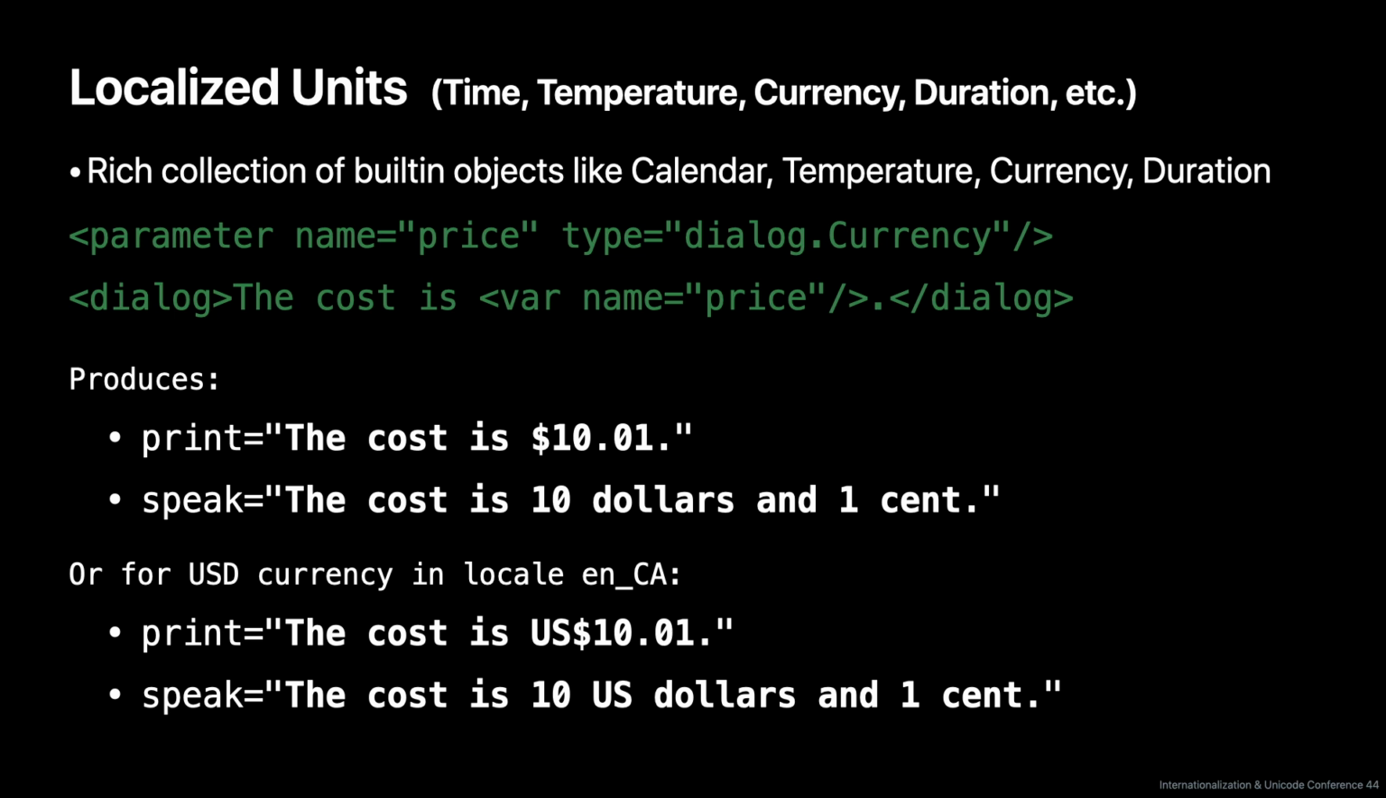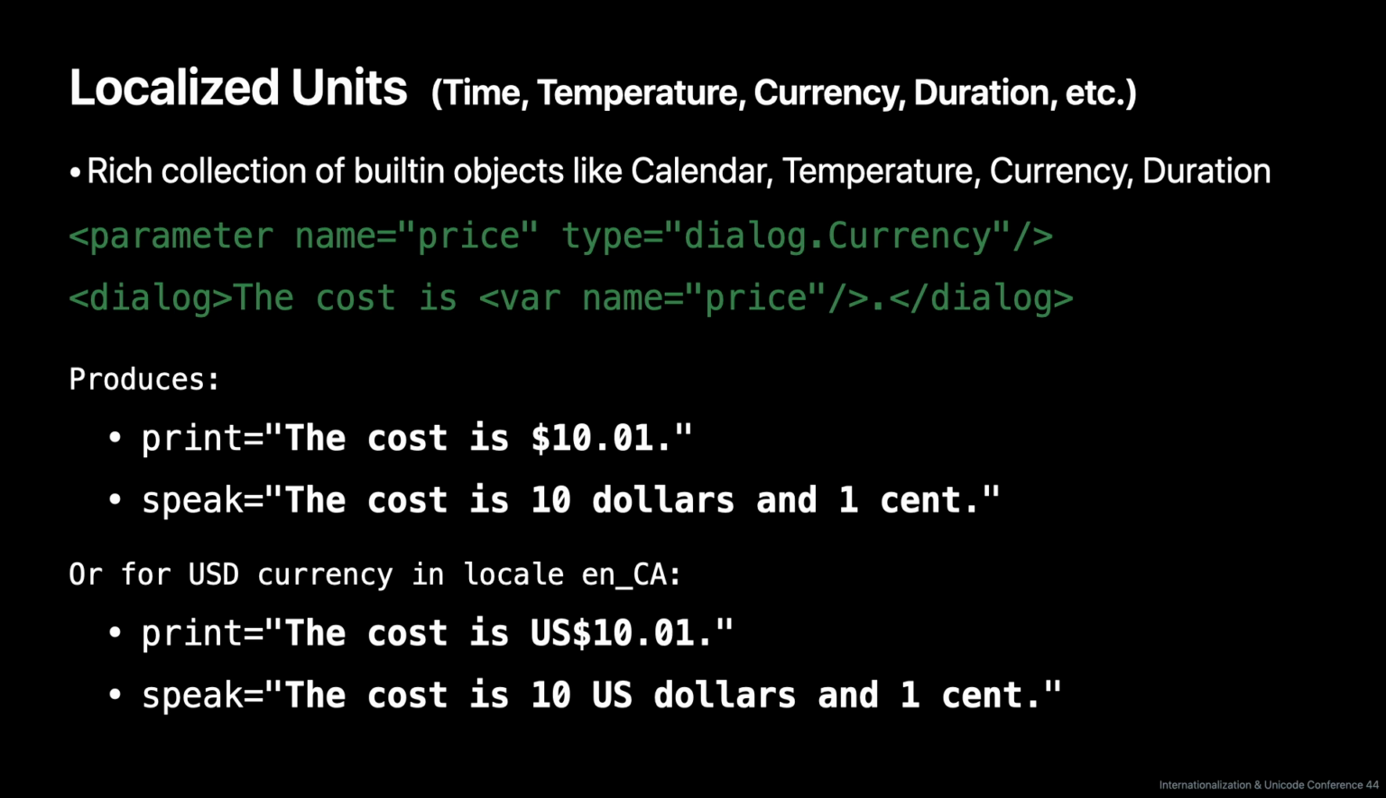CAT also provides direct support for a wide range of localized units. Examples include how we represent quantities like time, dates, temperatures, currency, duration, percentages, and so on. In this example here, I'm showing how we support currency. You'll see that we have a specific currency type, and then we have special handling for how we display parameters of that type. We deal with producing both an appropriate display string, but also a speakable string for TTS.